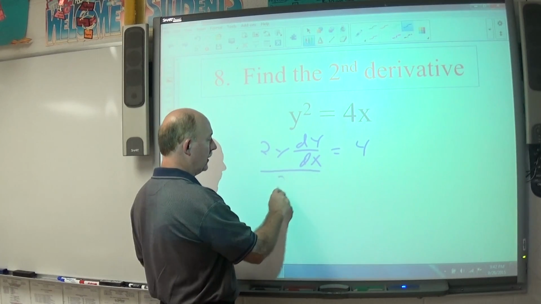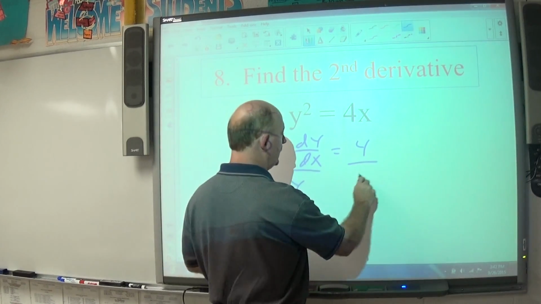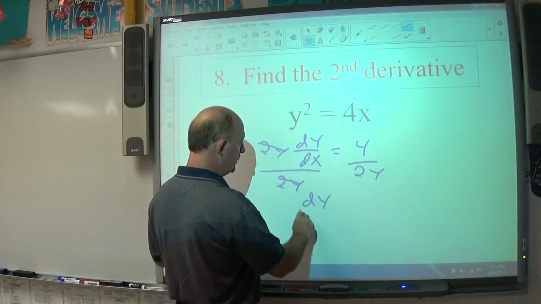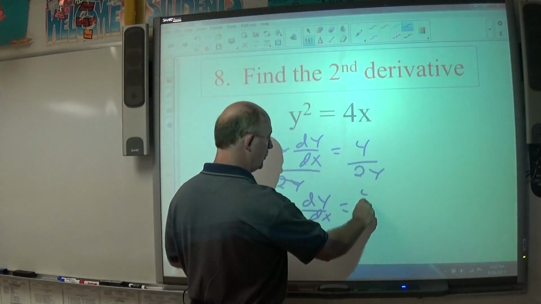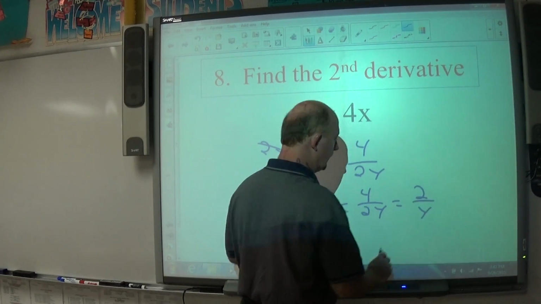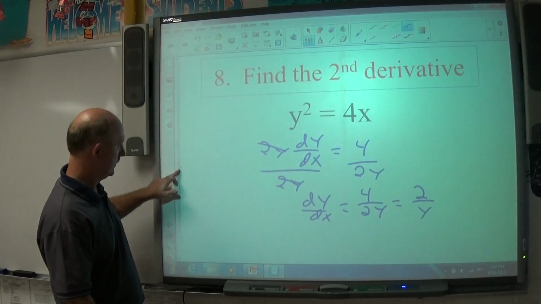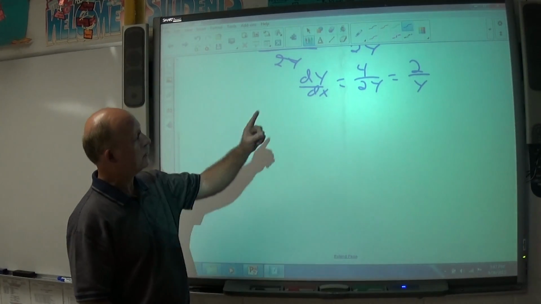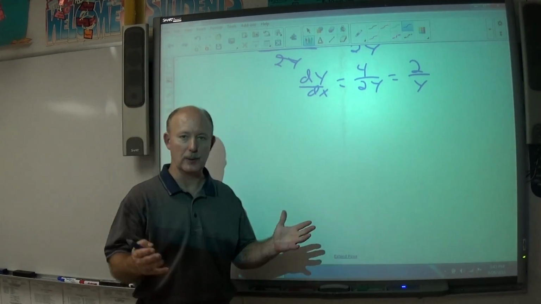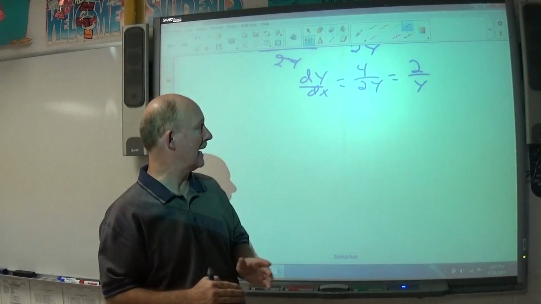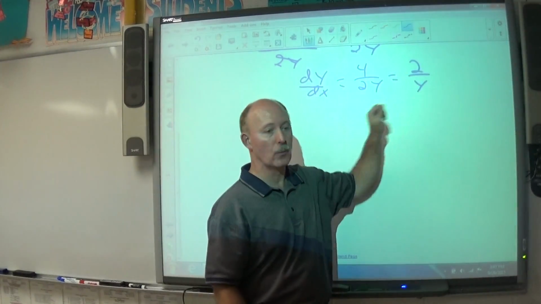So let's divide the left-hand side by 2y, divide the right-hand side by 2y. These are going to cancel. We end up with dy over dx is equal to 4 over 2y, and this will simplify to 2 over y. Okay. Now, we've got the first derivative. So the first derivative is 2 over y. All right, now, to get the second derivative, we're going to take the derivative of 2 over y.